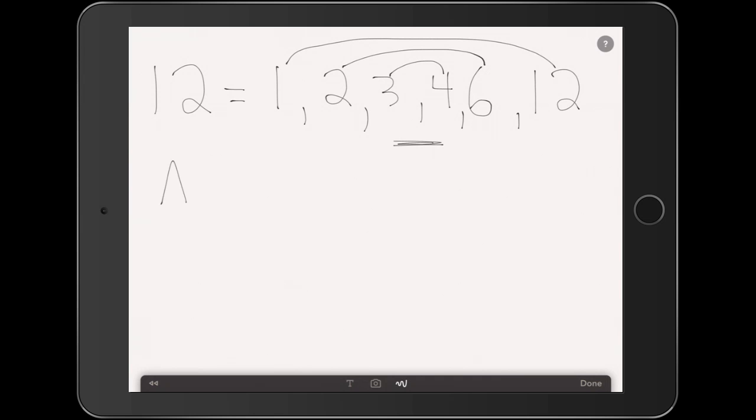So an array is basically a visual that helps people see how many equal rows would equal 12. So for the first one, one row of 12, that would just be 1, 2, 3, 4, 5, 6, 7, 8, 9, 10, 11, 12. Okay, the next one would be the 2 rows of 6.